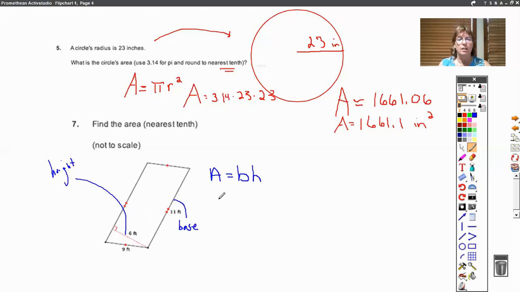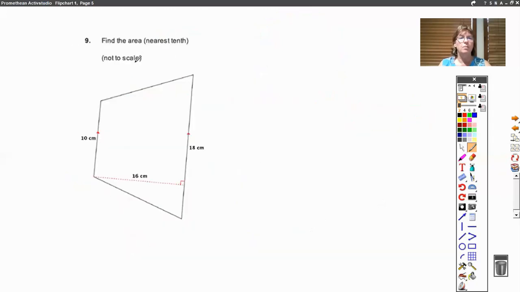And so that tells me that now I know that the base is 11 and the height is 6. And so I multiply those together and I get 66. And then of course I multiplied feet times feet. So I end up with feet squared. And then the last one is number 9, find the area. So again, you have to know what this shape is.